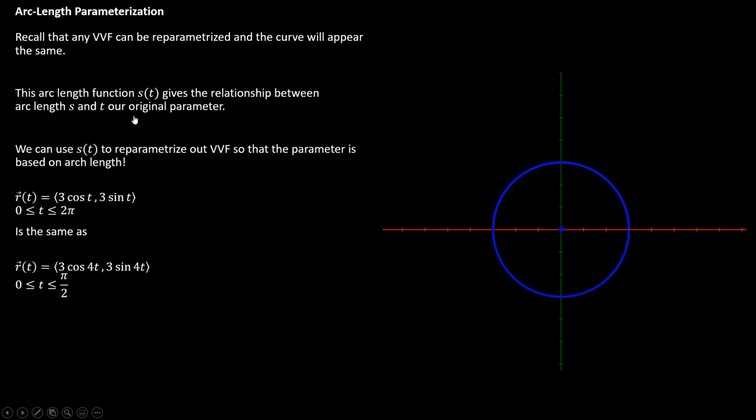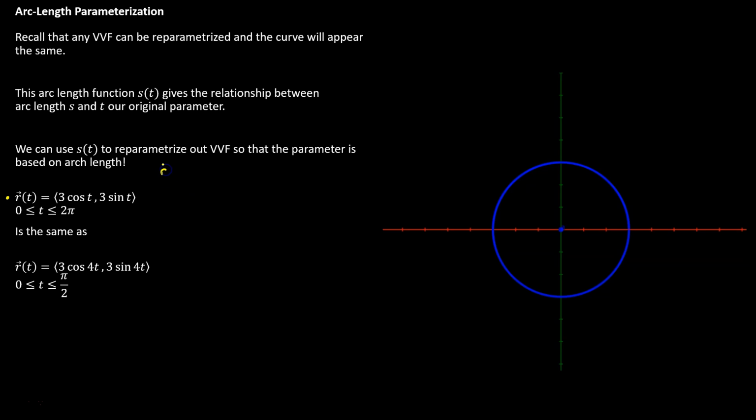So we can use s of t to reparameterize the function so that our parameter is related to arc length. Most of the time, the parameter t is completely unrelated to arc length. And again, most of the time still, we can't even find this s of t function. I'll show you what the dilemma is. Let's try a problem here. R of t is equal to 3 cosine t, 3 sine t. That is the curve that you see in blue on the screen.